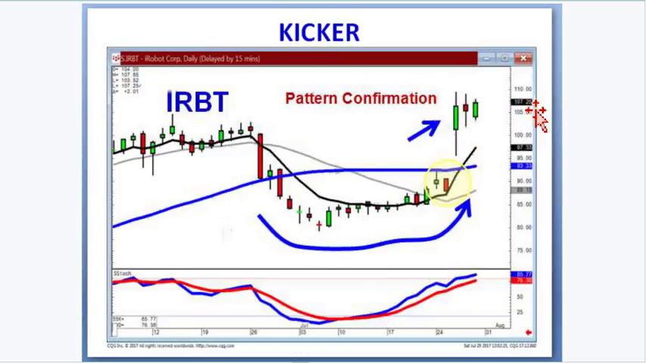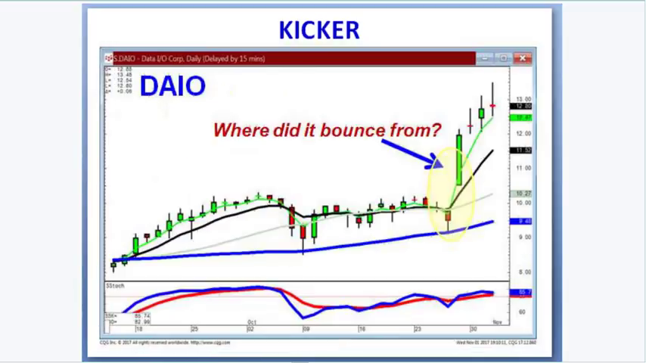And that's exactly what we're looking for coming out of a pattern. If I can see the breakout of a fry pan bottom with a kicker signal, I'm definitely going after it for two reasons. One, because it's a kicker signal, and two, because it's telling me I've got a fry pan bottom breakout, it becomes that much more probable that we've got strong price action going.